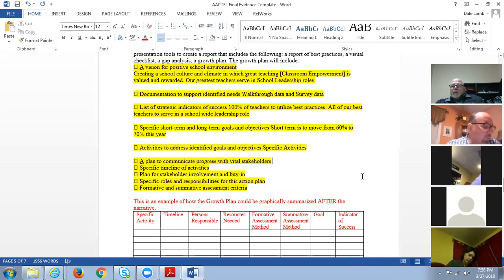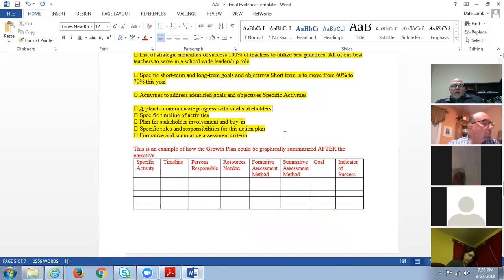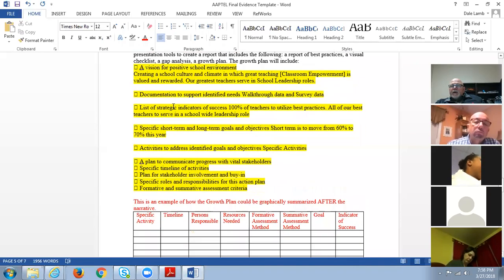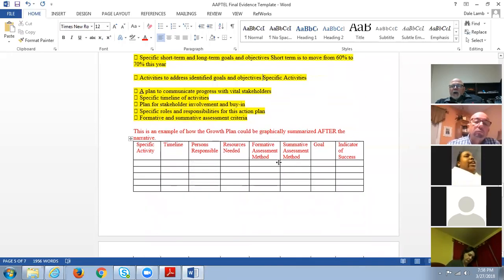So remember, you write each one of these bullets, you write a paragraph or two answering that prompt, explaining what you're going to do there or why you're doing what you're going to do. And then you summarize your specific activities right here, the activities to address these. That goes here and you flesh that out. Again, some of it will be redundant, but it's all in one place.